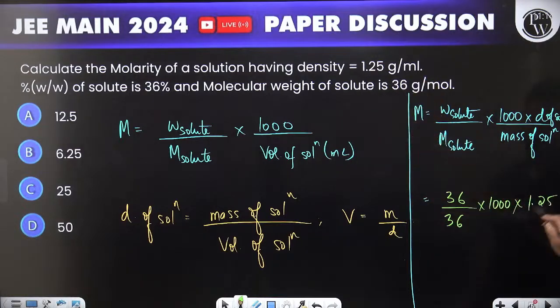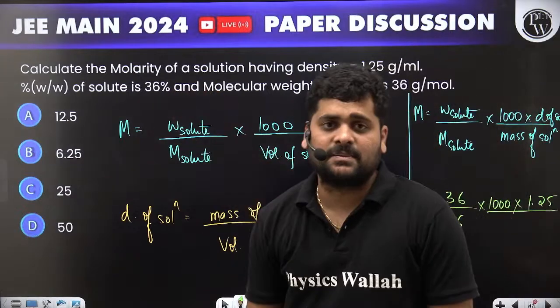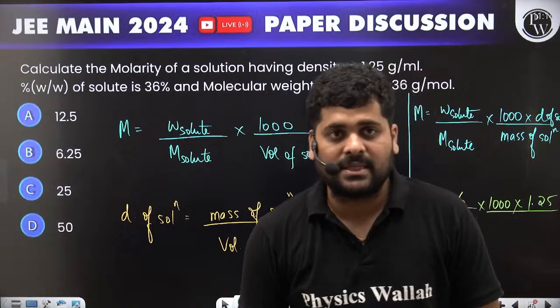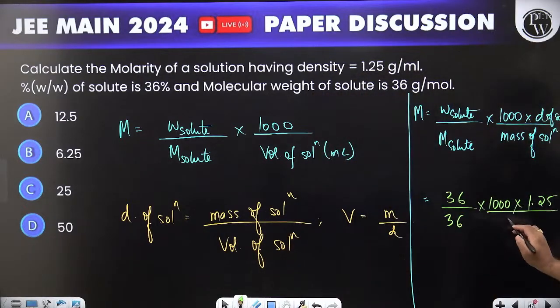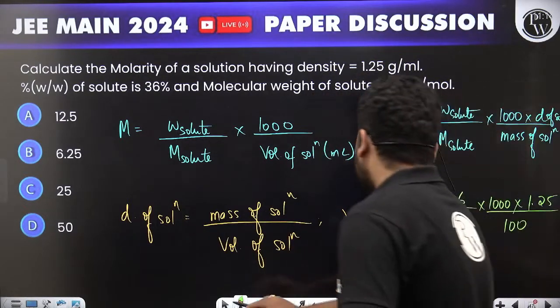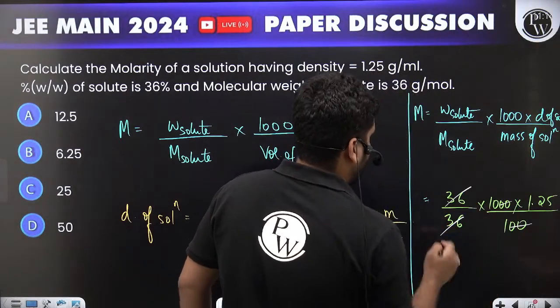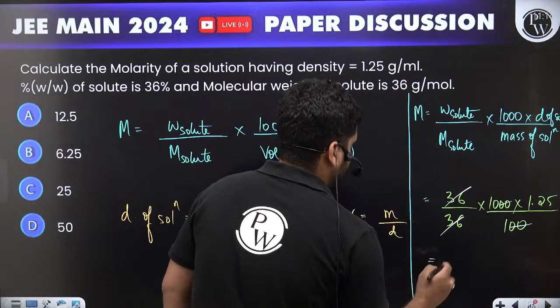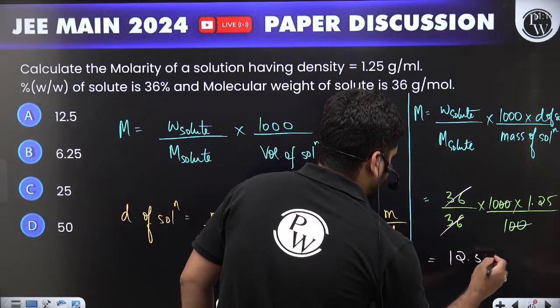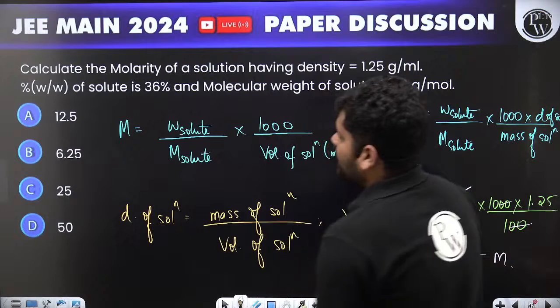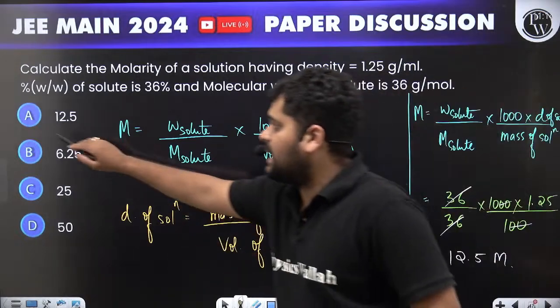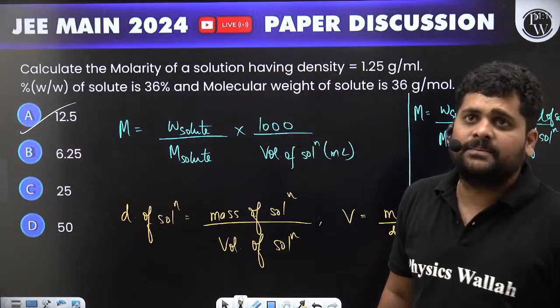1.25 gram per ml divided by mass of solution is how much? Solid is 36%, solvent will be 64%, solution will be 100%. So you'll put 100 over here, cancel things out. You have 0, 0, 0, 0, 1, 1, cancelled out. 1.25 into 10, it is going to be 12.5 molar or 12.5 mole per liter will be your answer. The correct answer for this question is option A.